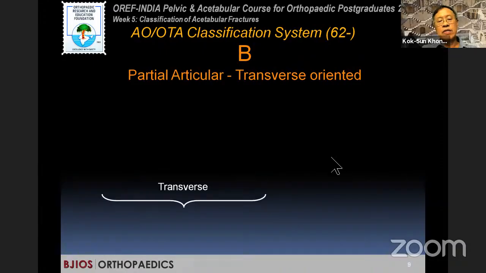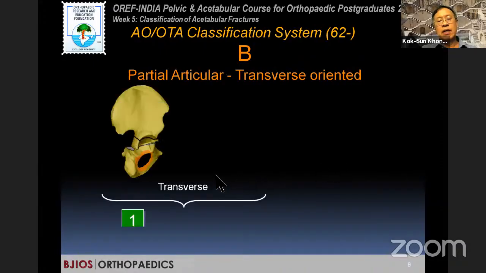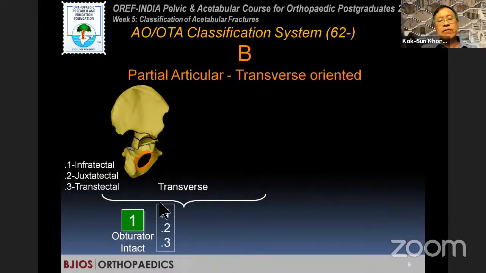So in transverse fractures, you have the obturator. When the obturator foramen is intact, then it's called a transverse fracture. So as you see here, it is classified by the type 1.1 as infratectal, I mean bisecting the cotyloid fossa here.